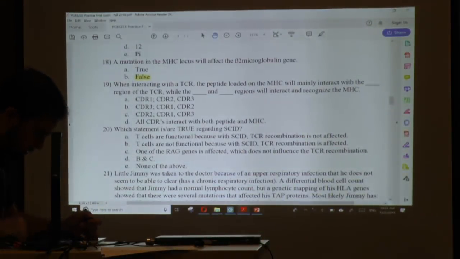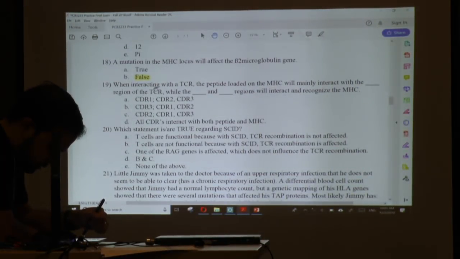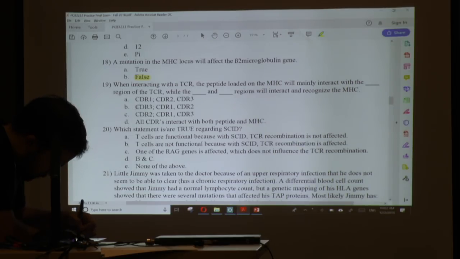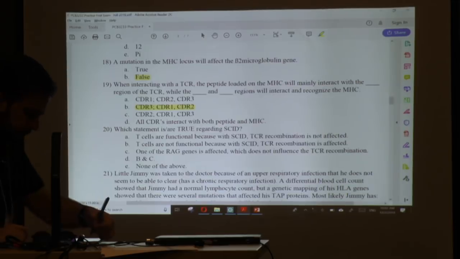All right, so one, two, and 3. So the correct answer is B.